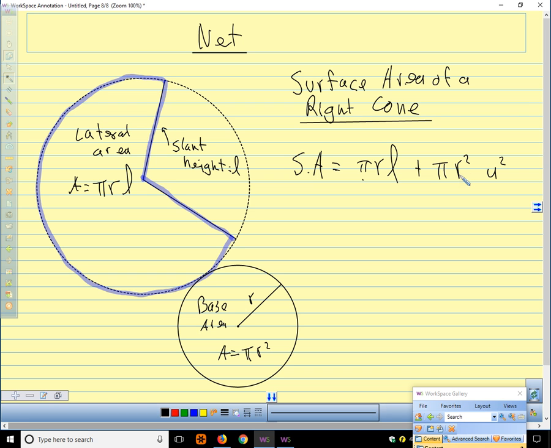And the cones are actually simpler, even though they're curved. They're simpler because there's less to them than pyramids that are made up of a bunch of pieces. Cones are only made up of two pieces. All right, questions there?